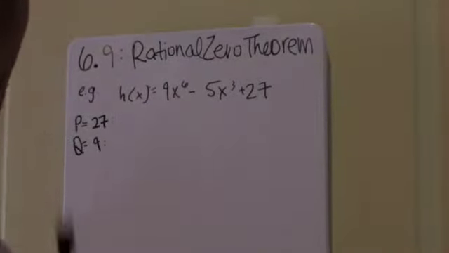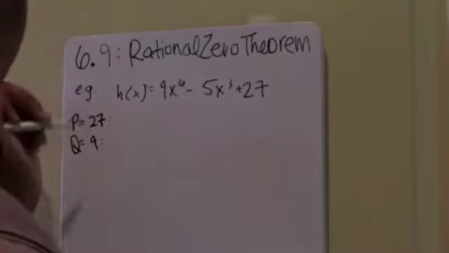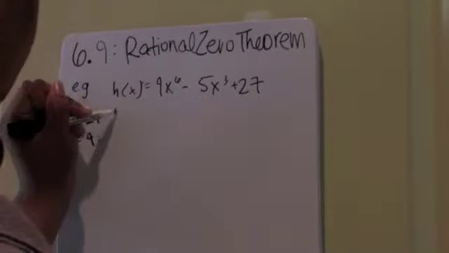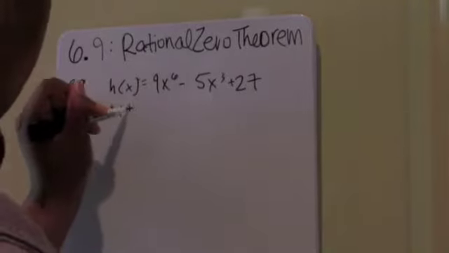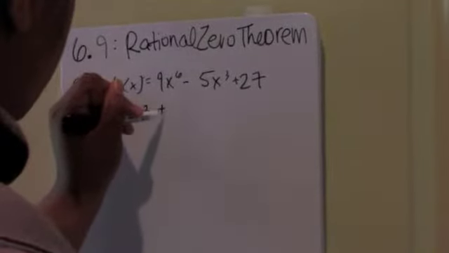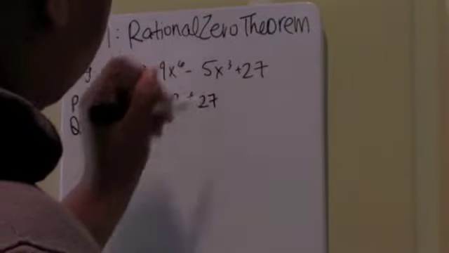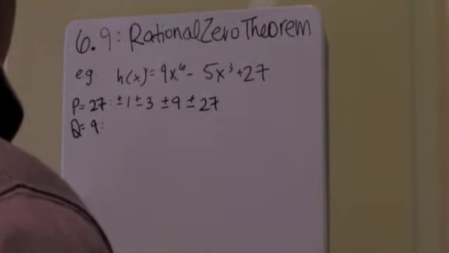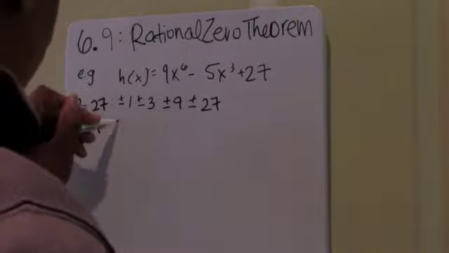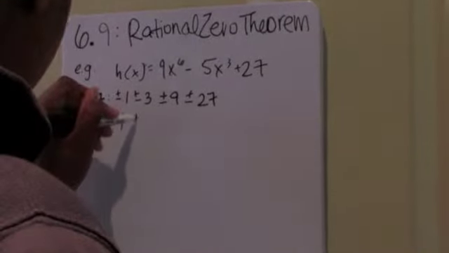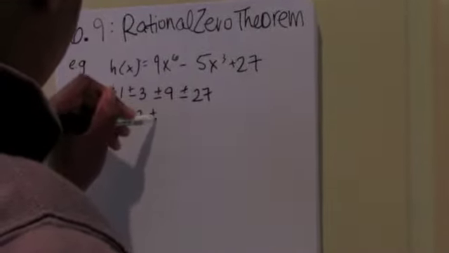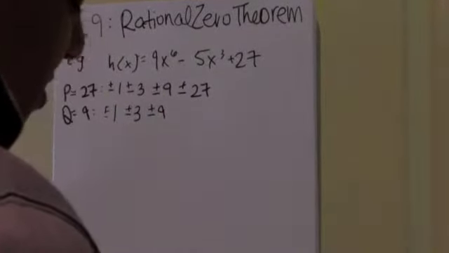And now we find the factors of both P and Q. Factors of P: plus or minus 1, plus or minus 3, plus or minus 9, plus or minus 27. Factors of Q: plus or minus 1, plus or minus 3, plus or minus 9.